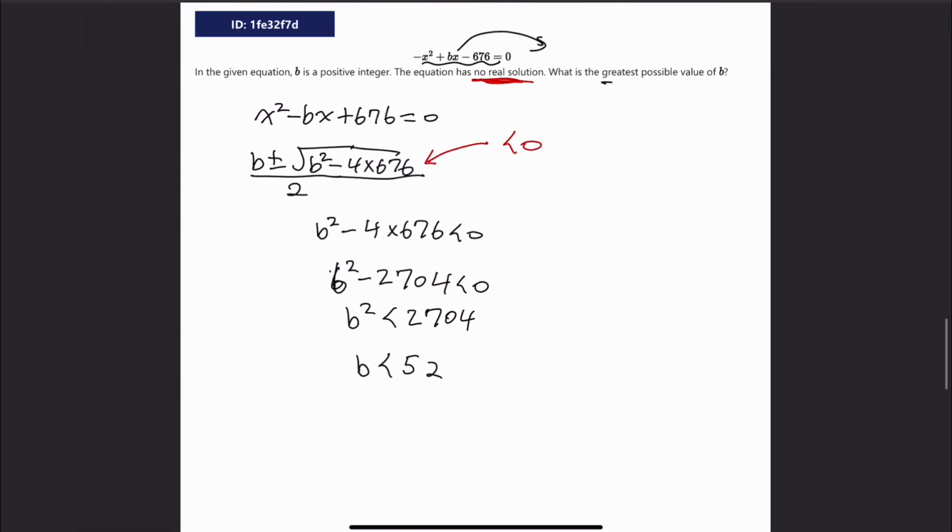So what is the greatest possible value of b? Well, b has to equal 51 in order to have no real solution. If we had b equals 52, that would mean the inside of the root would be 0 and the equation would have only one solution.